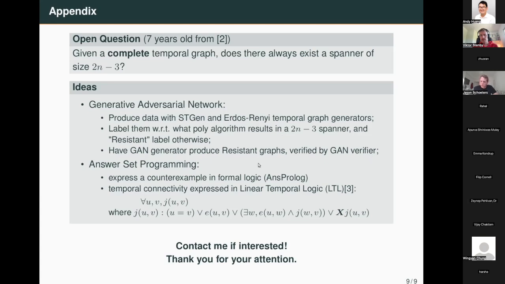And then someone else also talked to me about answer set programming, so I looked a bit into it. This would be for a counterexample. I would need to express a counterexample in some kind of formal logic. And I found out that there is logic for temporal things. This is mainly used in video games, actually, surprisingly.